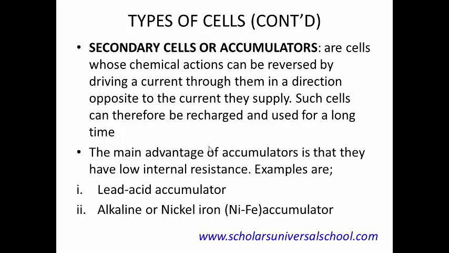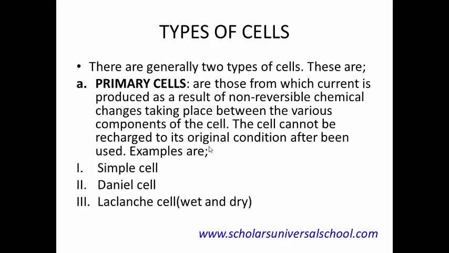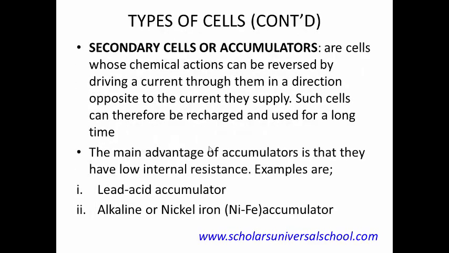Now, the major advantage of this accumulator is that it can supply current for a longer period of time as compared to your primary cells. Your primary cells have a short lifespan compared to your secondary cells. Both the primary cell and secondary cells are meant to give continuous flow of current, but the secondary cell gives continuous flow of current for a longer period of time.